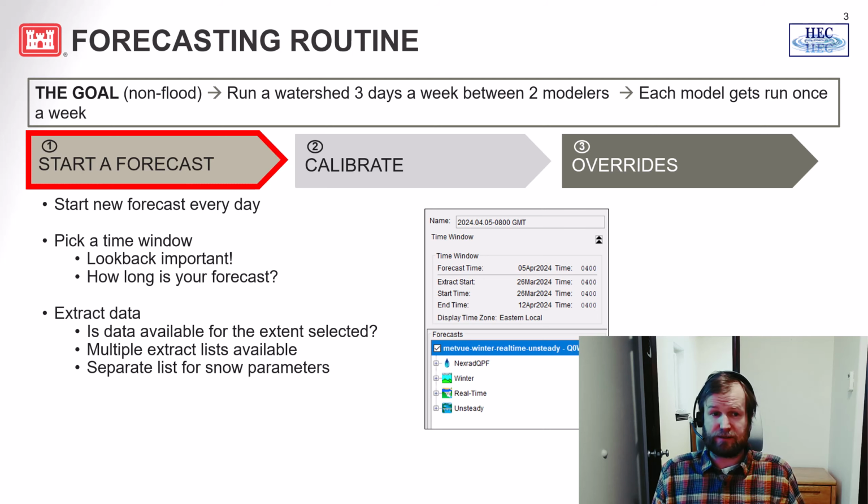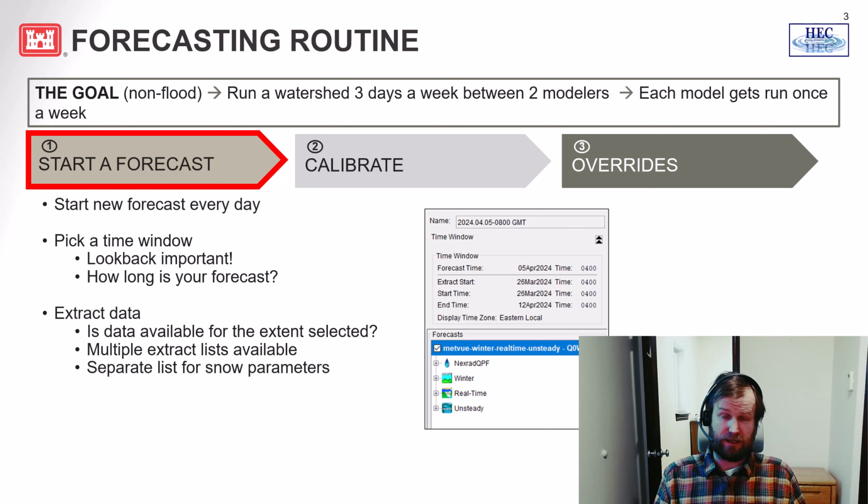Next step is to pick a time window for the forecast. The look back is important, right? Because you have to calibrate to the look back period. So if you don't have a long enough calibration, it's hard to get a calibration for the HMS model. It's also important to look at how long the forecast is.